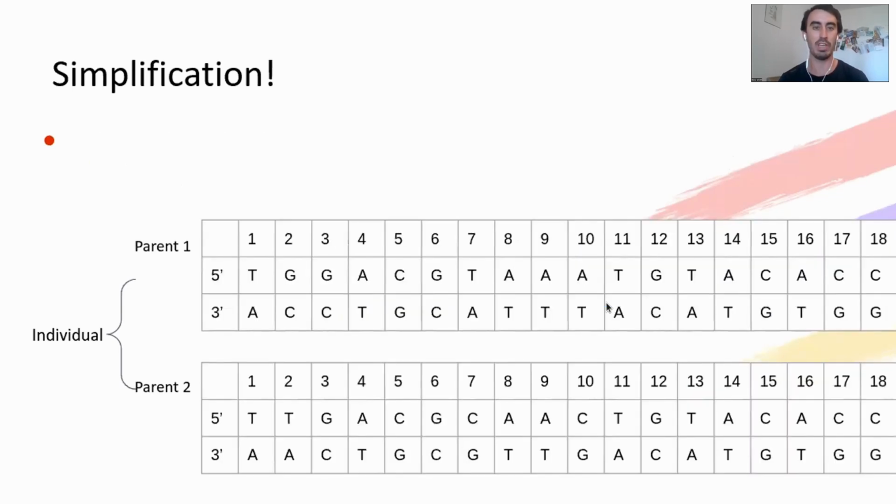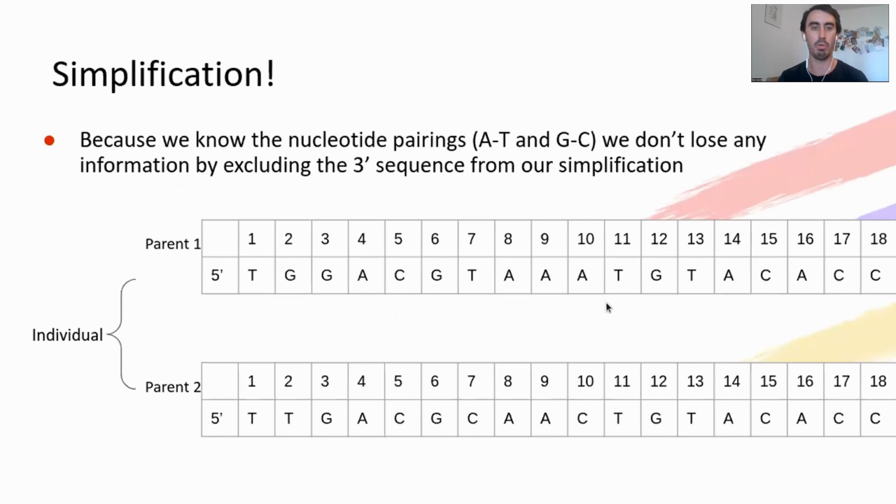In the simplified version, at every position from one parent or the other, we can identify the nucleotide at that position. And because we know the A and T pairing and the G and C pairing, we can actually remove half of the information without losing any actual knowledge. At any one of these positions, we could gather what the other side would be based on what we see here. So at this position we have an A, and at this position we would have a T. We don't actually lose any information, but we reduce our data complexity.